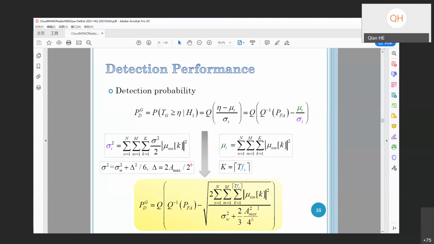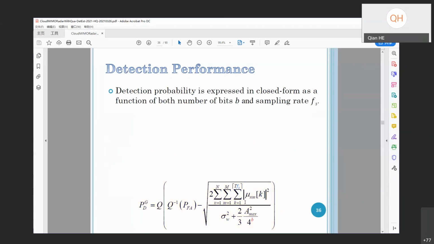under this square root. So two important things we want to emphasize is, this has to do with the noise, has to do with the radar parameters, but it also has to do with, you see this B, the number of bits, and this Fs, the sampling frequency. So these two things we want to analyze, we want to emphasize, but of course you can use our result to analyze, to optimize any other system parameters. But now let's focus on this number of bits and sampling rate.